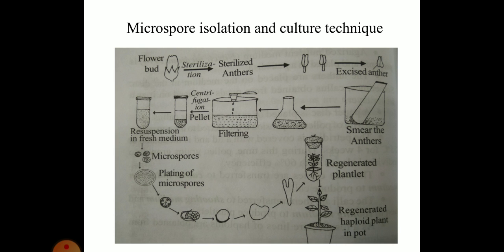This is the protocol for pollen culture. The flower bud is collected, then sterilized, the anther is sterilized and excised, then smeared to release the pollen grains, then the medium is filtered, then centrifugation produces a pellet. The microspores present in this pellet are suspended in fresh medium. Then microspore plating takes place, microspore embryogenesis processes occur, and the plantlet regenerates.